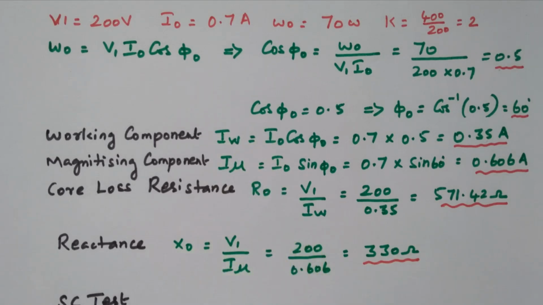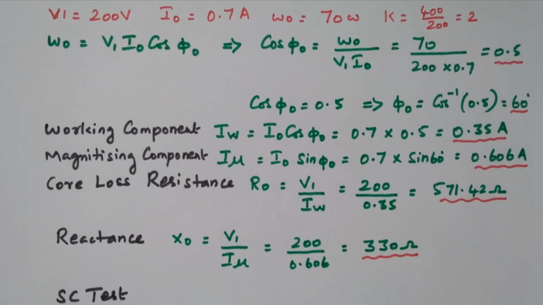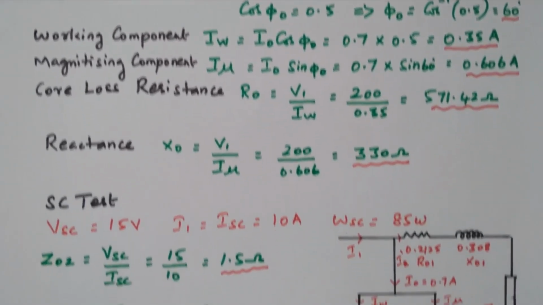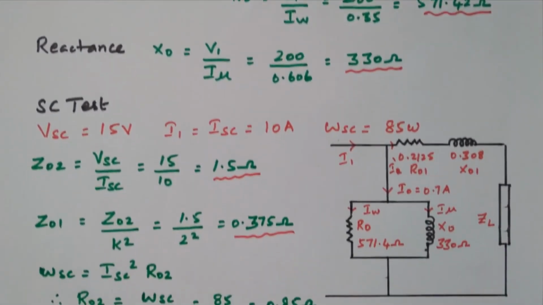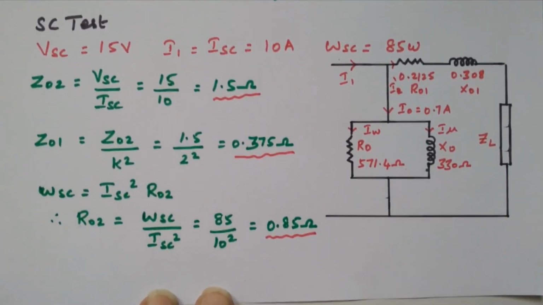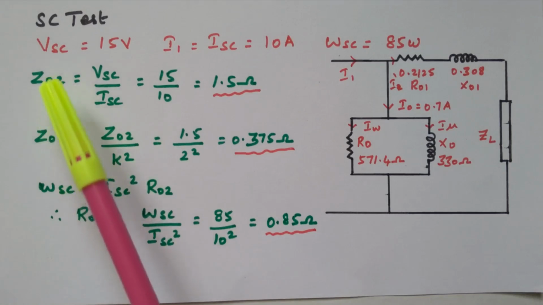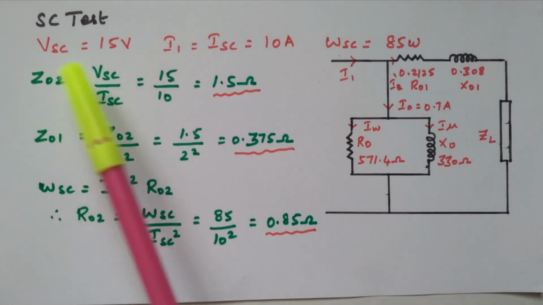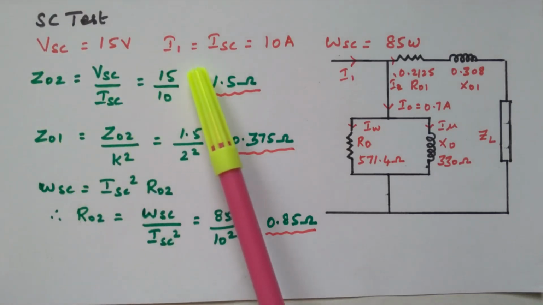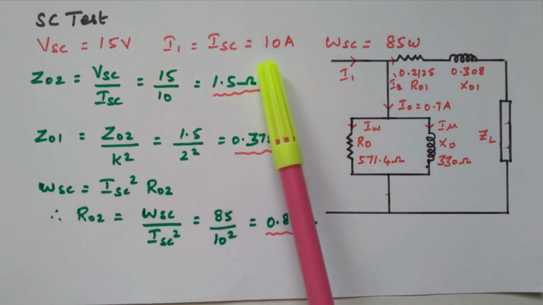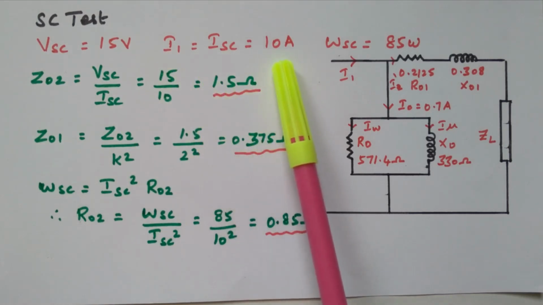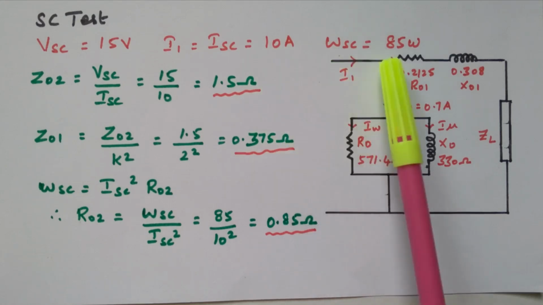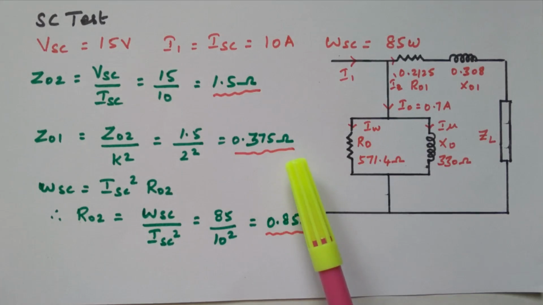So that we can draw the equivalent circuit for the open circuit test. Now we will go to the short circuit test, SC test. The short circuit voltage is given as 15 volt. The current I1 equal to ISC equal to 10 ampere. This is the short circuit current, the current flowing when short circuited. Then short circuit power equal to 85 watts.